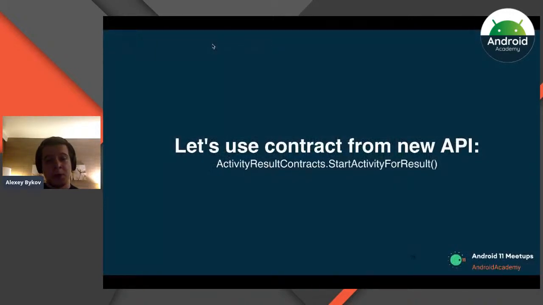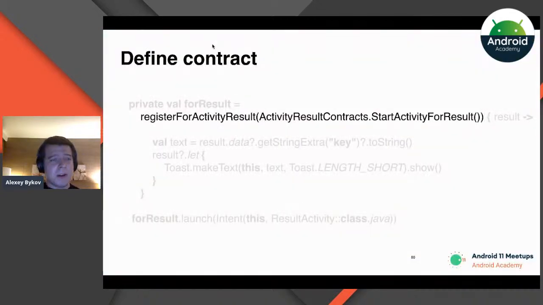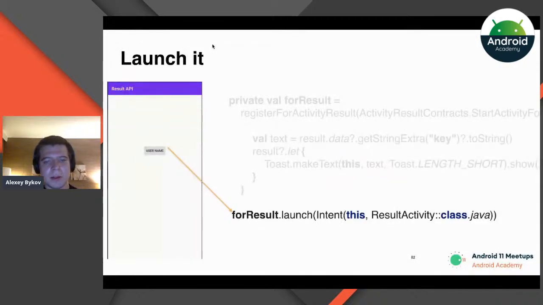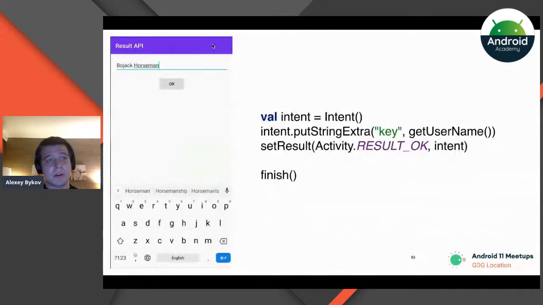We'll get a result using an already built component for us, which calls startActivityForResult. All we have to do is just register our activity for result here with the StartActivityForResult contract. Then get our data, which is actually a string with a key, check it for null, and show the toast. And then when the user presses the button, launch our contract. Inside the second activity, we don't have any changes. It should be as it was before, unfortunately.